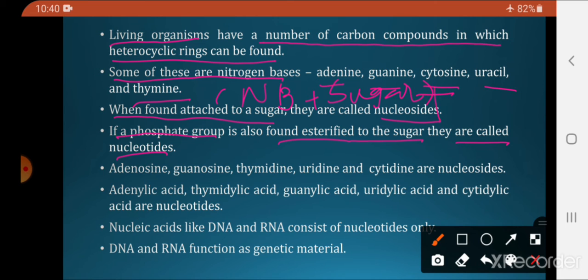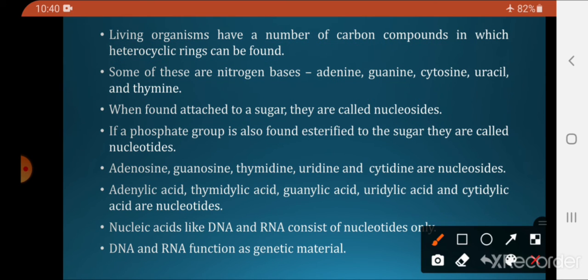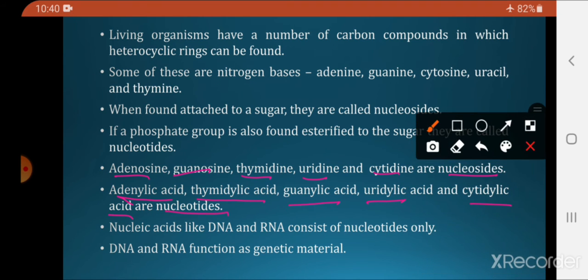अभी इसमें जब फॉस्फेट ग्रुप अटैच हो जाता है तो उसको हम क्या बोलते हैं? न्यूक्लियोटाइड्स. We have studied them in detail in proper way. एडिनोसाइन, गुआनोसाइन, थाइमिडिन, यूरिडिन एंड साइटिडिन आर न्यूक्लियोसाइड्स. And adenylic acid, thymidylic acid, guanylic acid, uridylic acid, cytidylic acids, they are the nucleotides.